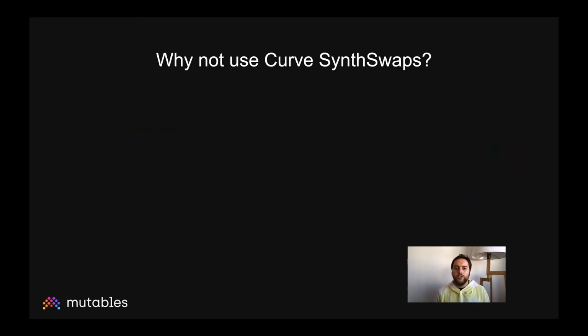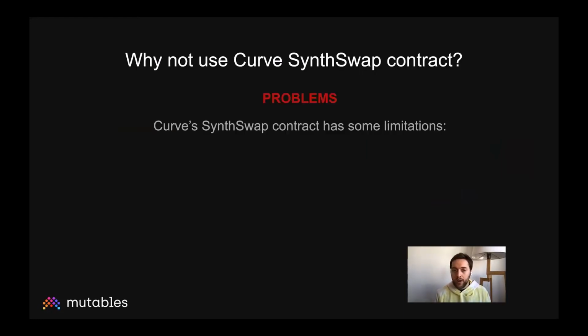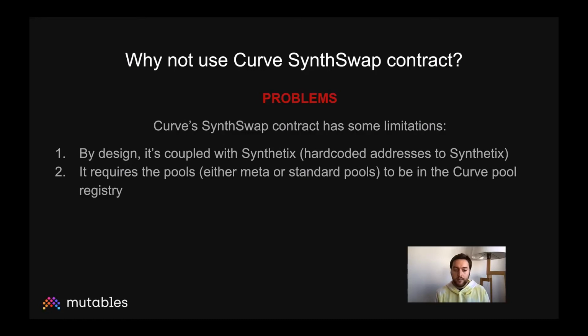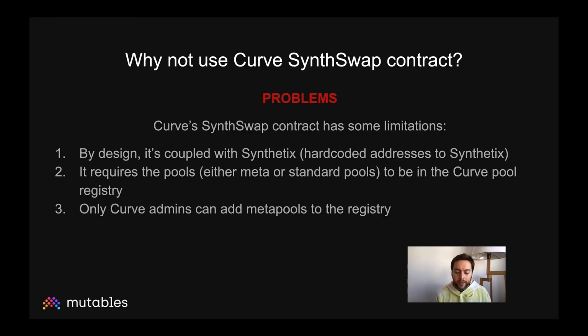But why can we not use Curve synth swaps directly the way they are? Well, there are some problems: the synth swap contract has some limitations. By design, this contract was conceived coupled with synthetics, of course, because they partnered and released this feature. So there are hard-coded addresses on the contract that direct you to the synthetics contract. And something important is that they require the pools that the cross-asset swaps work with to be in the Curve pool registry, and only Curve admins can add metapools to the registry.